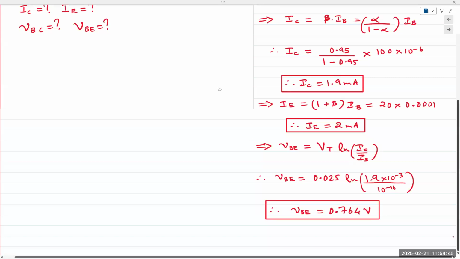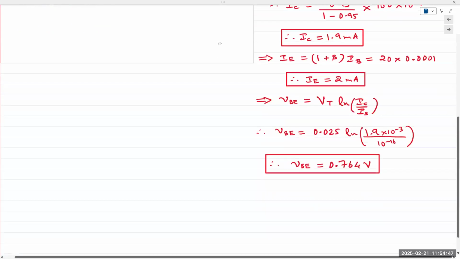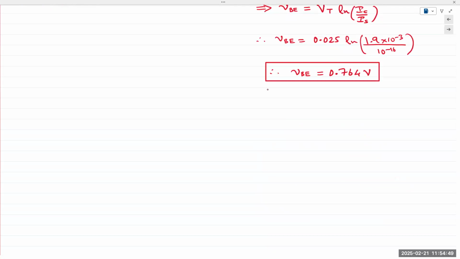And one final step would be to find the final value of VBC. Since VBE has changed, VBC would now be 0.764 minus 5. So the actual VBC value would be minus 4.24 volts.